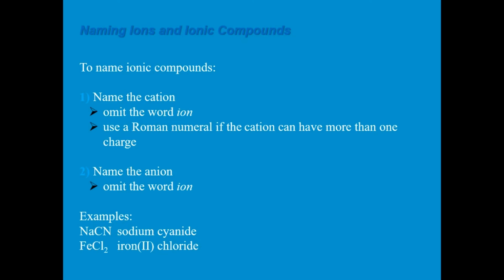Iron(II) chloride, because Cl is a -1. There's two of them, so you know iron has to be +2. We'll learn later about how CN, cyanide, is a polyatomic ion. Iron(III) has 3 chlorides because iron(III) has a +3 charge. Chlorine has a -1.